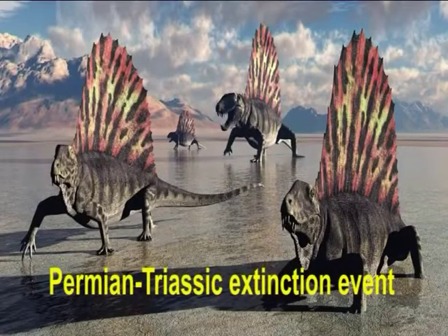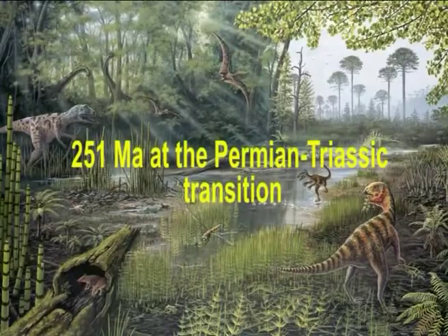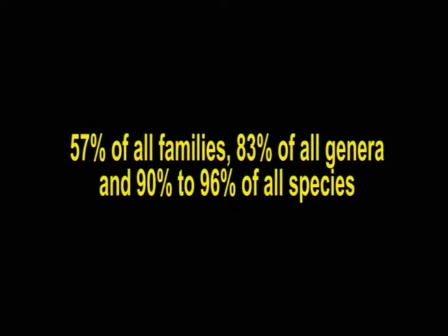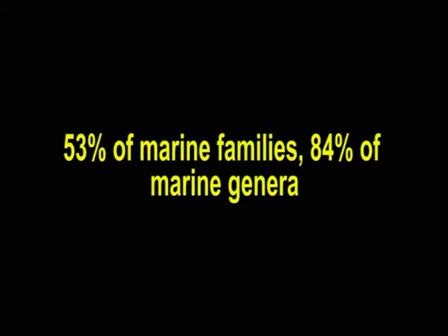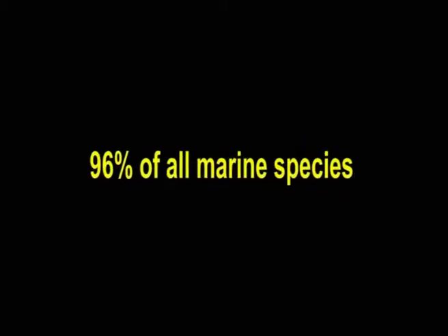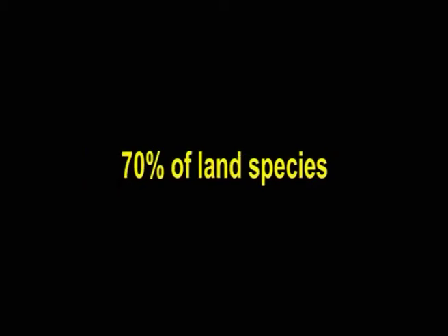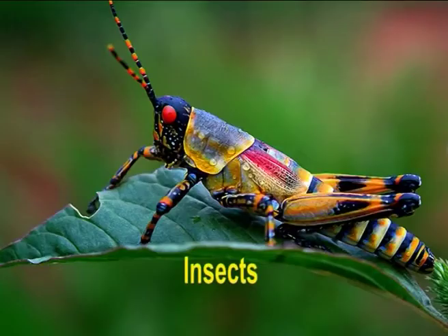Permian-Triassic extinction event. 251 million years ago at the Permian-Triassic transition. Earth's largest extinction killed 57% of all families, 83% of all genera and 90% to 96% of all species, that is 53% of marine families, 84% of marine genera, about 96% of all marine species and an estimated 70% of land species including insects.